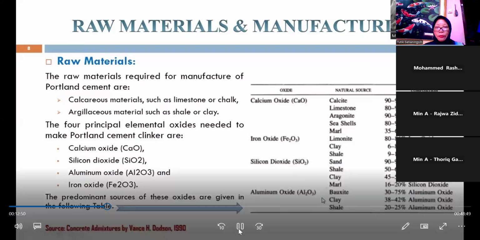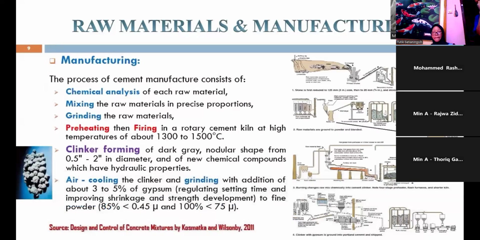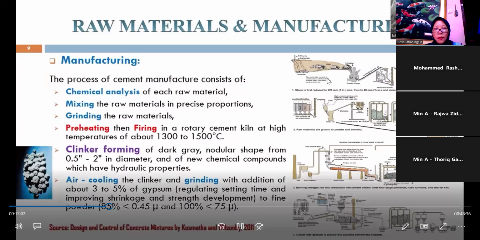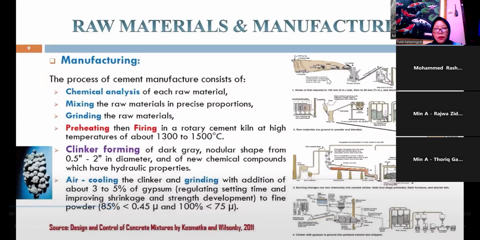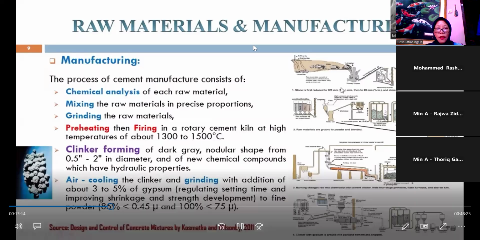Aluminum oxide can be provided from bauxite, clay, or shale. The manufacture of Portland cement consists of the following steps. First step, the chemical analysis must be conducted on each raw material, and these figures show the processes of manufacturing OPC, or Portland cement, or cement in general.